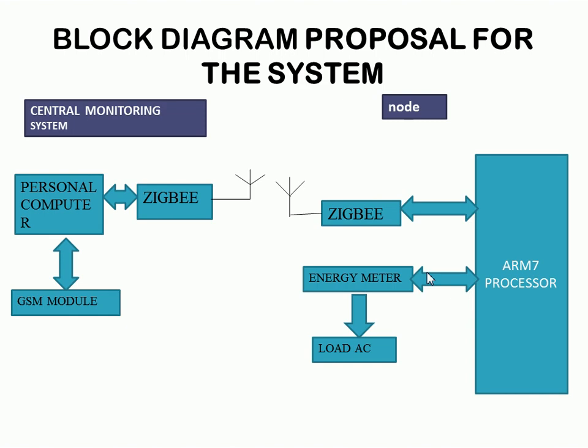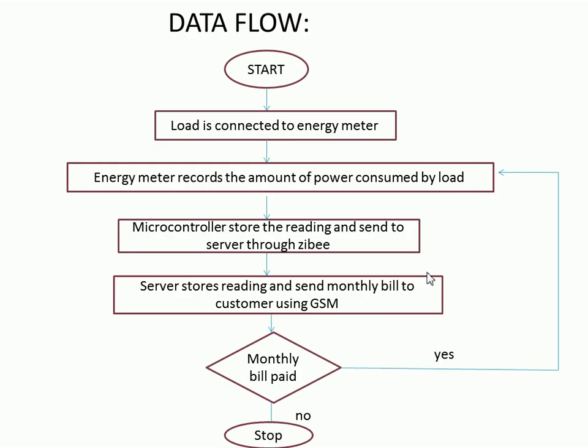The proposed block diagram of the project. Data flow: the load is connected to the energy meter, and the energy meter will automatically update the amount of power consumed. This will be forwarded to the power supply using a microcontroller, which will be set to a period. According to that period, the amount of power consumed will be sent to the station.